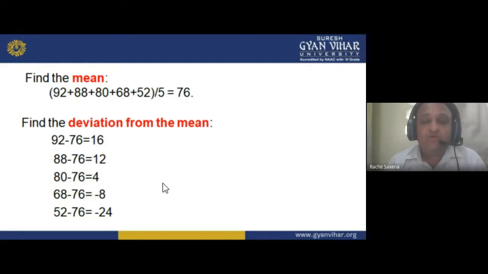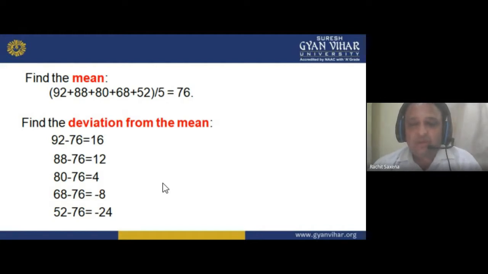So E student scored how much marks? How much score? That is 52. And the average value is 76. So 52 minus 76, that is negative 24. So we can say we deviate from minus 24 to plus 16. If I want to make a curve of it, how can I make? From the negative, the limit is minus 24. From the positive, the limit of the deviation is 16. So we can make a graph from minus 24 to 16.